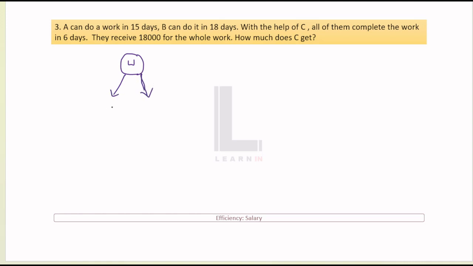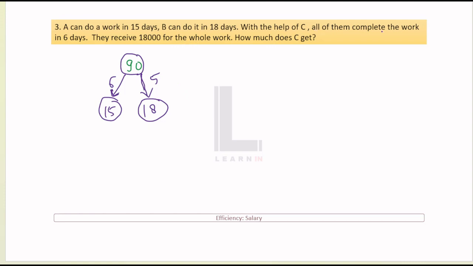So I would write the efficiency here, and A takes 15 days, and B takes 18 days. So the efficiency of these people would be 6:5. 18 is 90, 15 is 90. So we would do the work as 90 units. So I would rub this out here and we would do the work as 90 units. So you can remember this diagram and then do the questions accordingly.